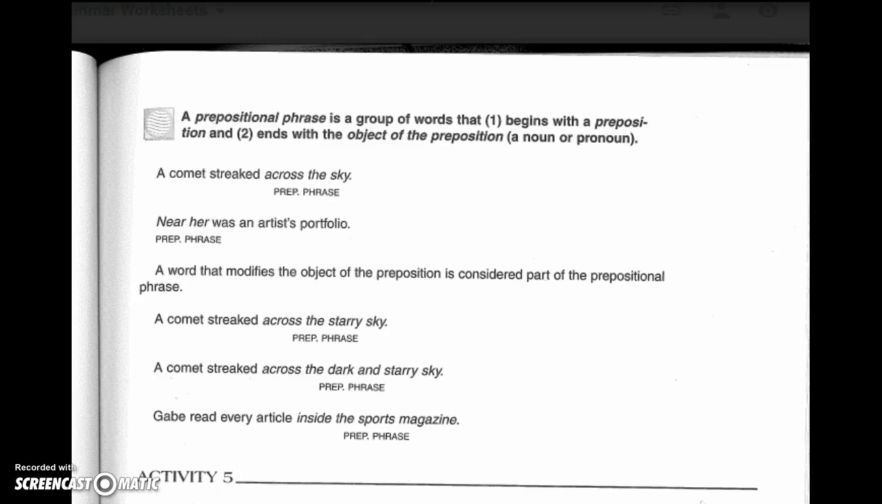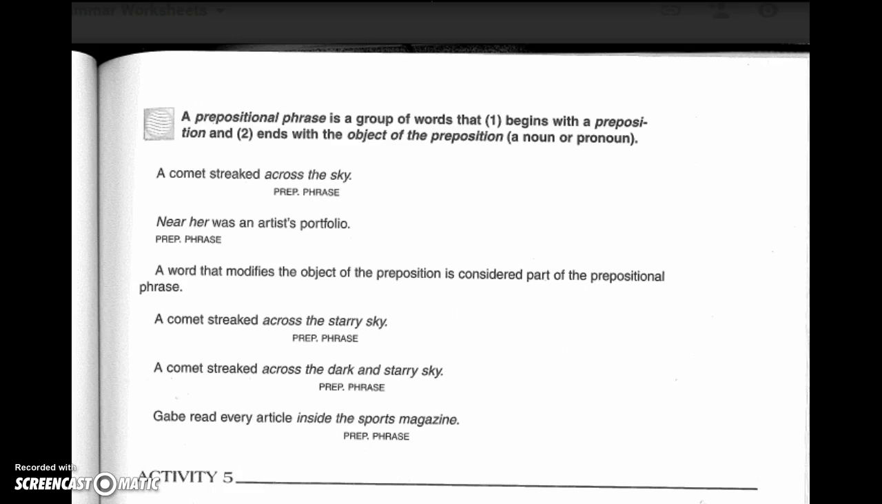So activity 5 is about finding prepositional phrases. And the prepositional phrase is defined at the top of your screen as being a group of words that begins with a preposition and then ends with the object of the preposition. We can call the whole thing a prepositional phrase. You see some really good examples here, and they are italicized in the sample sentences.